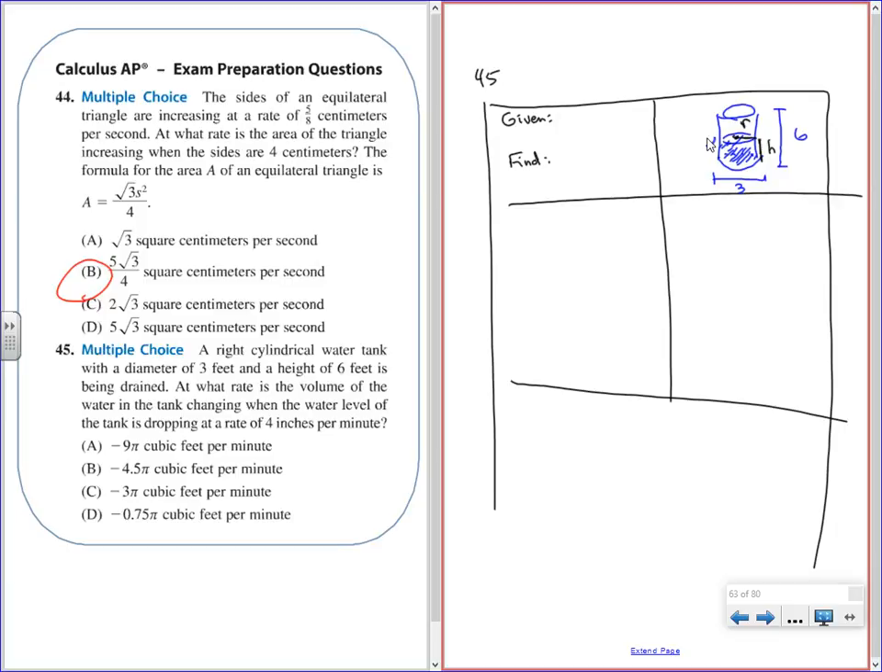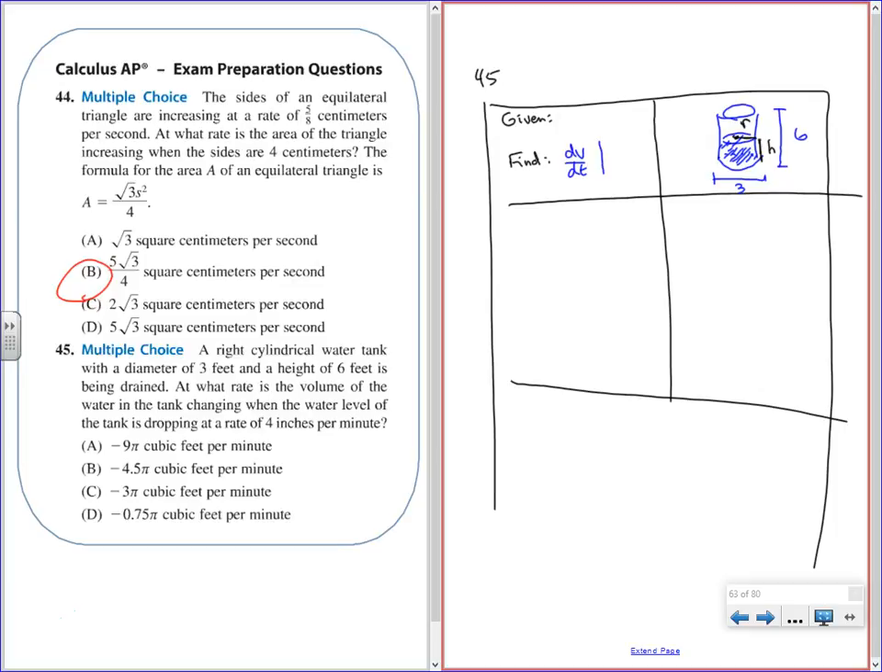They actually don't start with a given, do they? At what rate? They're asking us to find. Okay, fine. Let's go with it. So what do I put in my find? dV dt. At what rate is the volume of the water changing when the water level of the tank is dropping at a rate of 4 inches per minute.